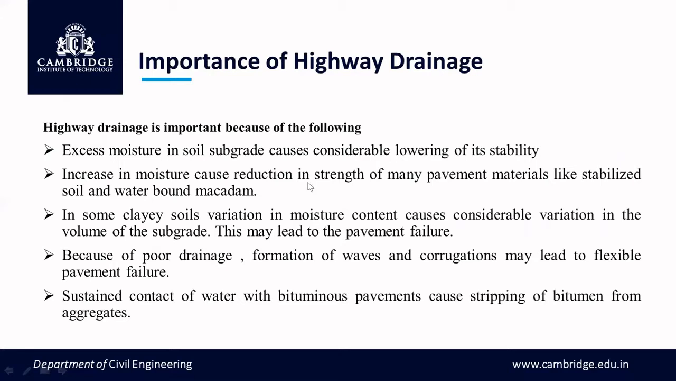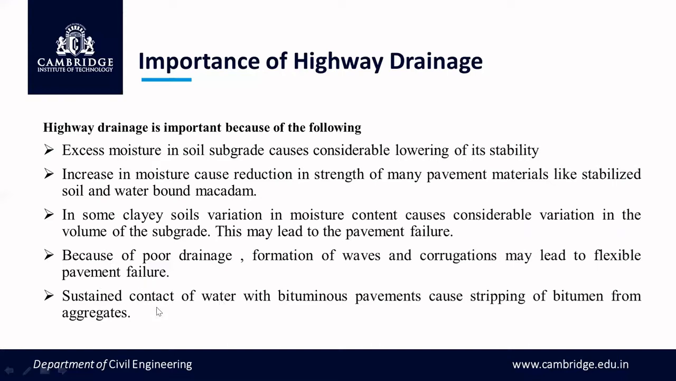Excess moisture in soil subgrade causes considerable lowering of its stability. Increase in moisture causes reduction in strength of many pavement materials like stabilized soil and water-bound macadam. In some clay soils, variation in moisture content causes considerable variation in the volume of the subgrade. This may lead to pavement failure. Because of poor drainage, formation of waves and corrugations may lead to flexible pavement failure.